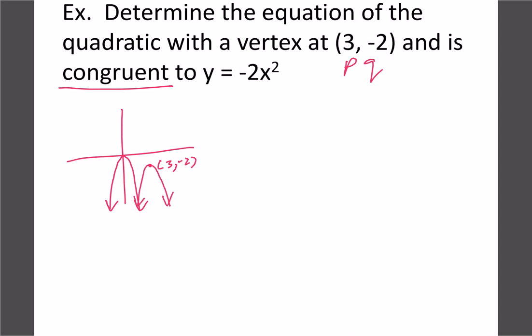So if we don't change the shape of the graph, our a value still has to be the same. And if it's not reflected upwards or anything like that, we definitely keep it exactly the same. We use negative 2. If I said it was congruent to y equals negative 2x squared but opens up, then all we'd have to do is change it to plus 2, but it would be the exact same number. So this one's actually pretty easy because we know our a value is negative 2. So we can just plug that in. We know our p and q. And we're done. We don't even have to do any other simplifying. And that's it for today.